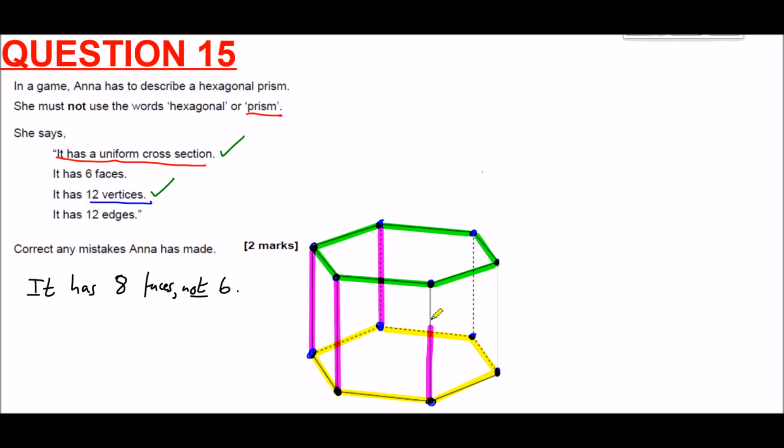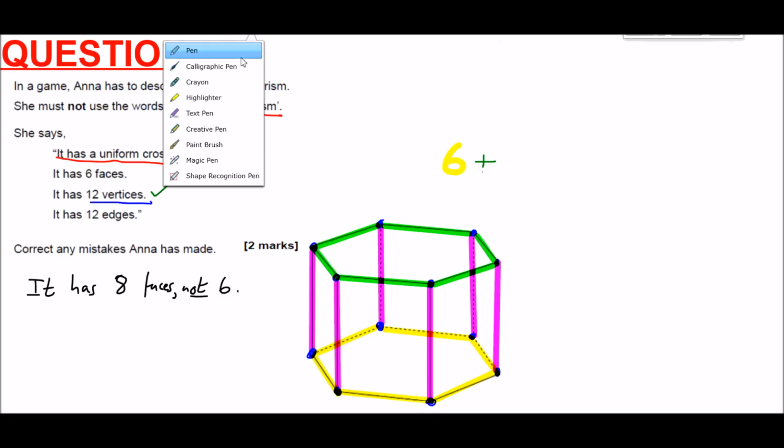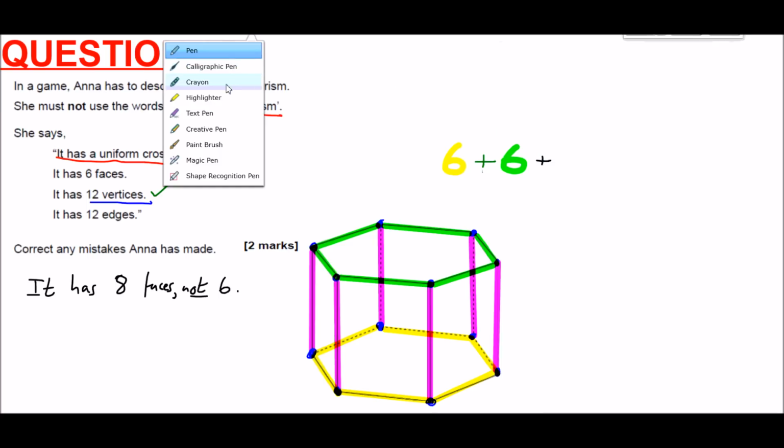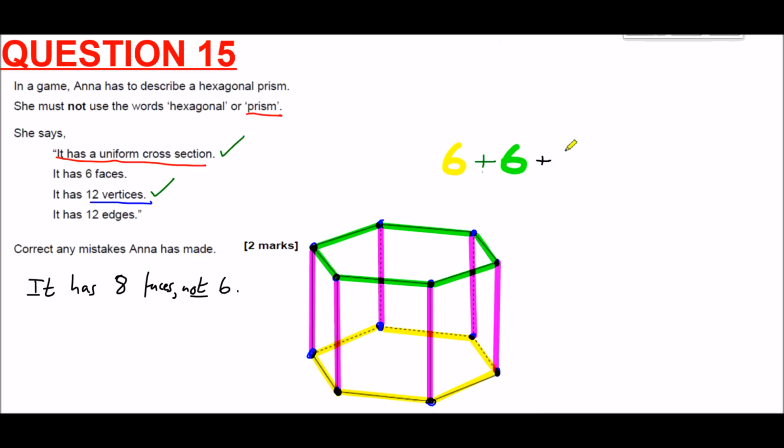There's a 4th one, a 5th one, and finally the 6th one. And so in total, we've got 6 plus 6 plus 6, which would give us a total of 18 edges.